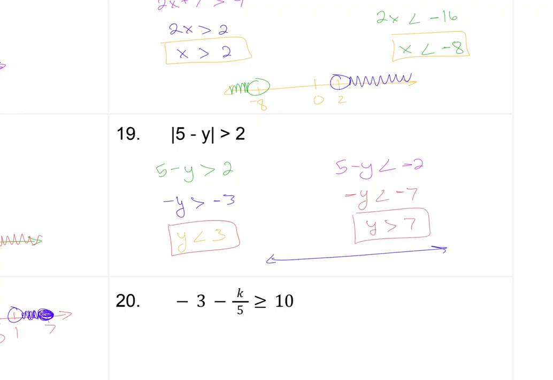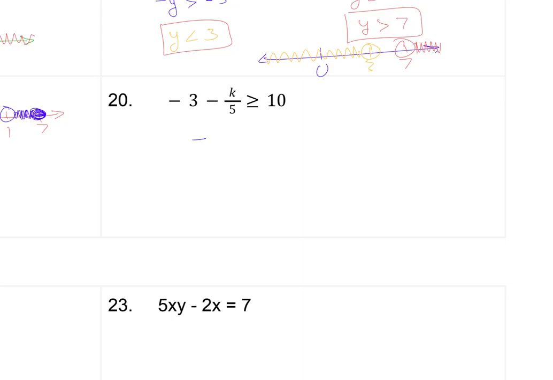Here comes the graph. The yellow one is going to happen at 3. The red one's going to happen at 7. There's 0 for fun. Open dot, all things less than 3. Open dot, all things greater than 7.